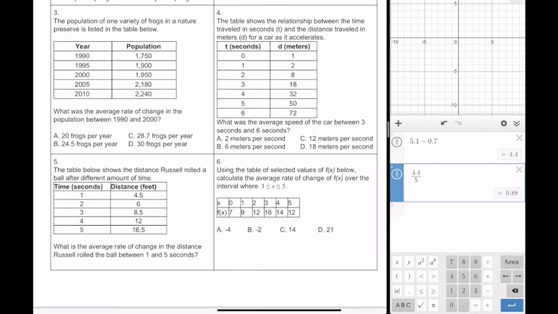Okay, number 3, the population of one variety of frogs in a nature preserve is listed in the table below. What was the average rate of change? So again, this may not be a linear rate of change. We're going to find the average in the population between 1990 and 2000. So we're looking at how many frogs there were over a period of years.